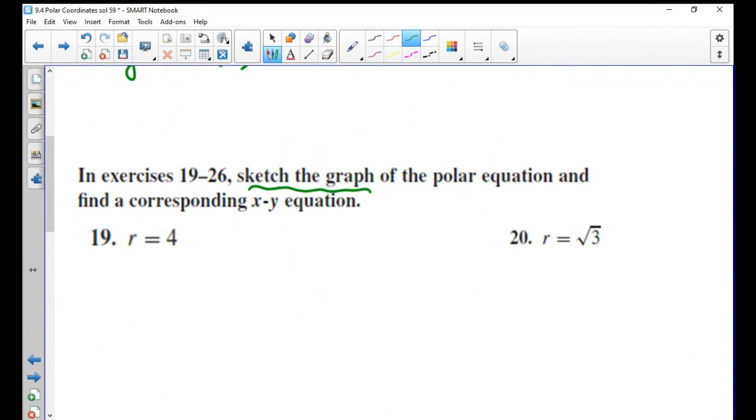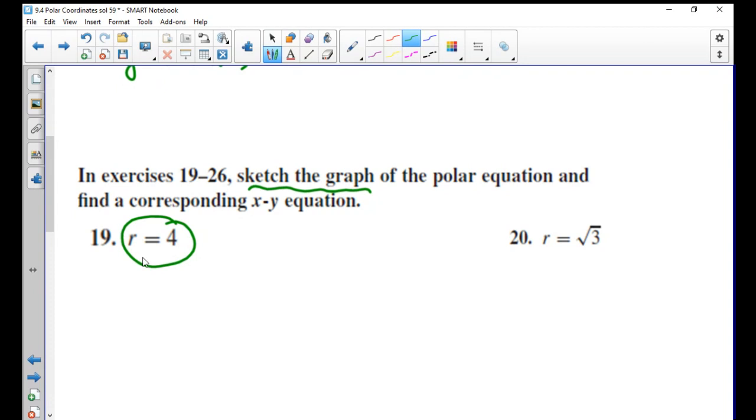Sketching graphs. I think we did r equal something, r equal a constant. What is r equal to 4? We graphed r equal a number. What did we get? A circle, yes, this is a circle. Where are the points which have an r equal to 4? They're all in a circle of radius 4, that's it. Do you understand it? Yeah?